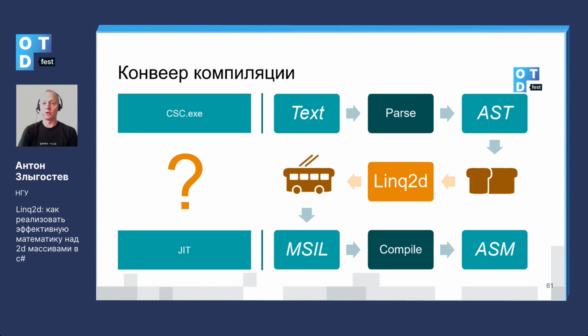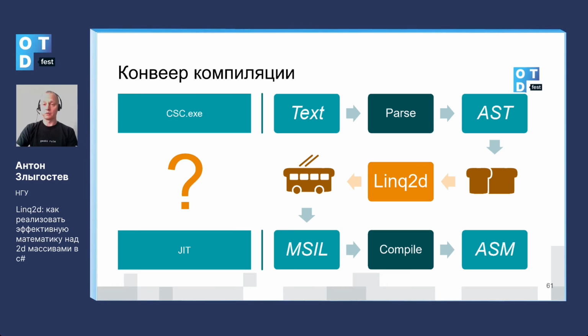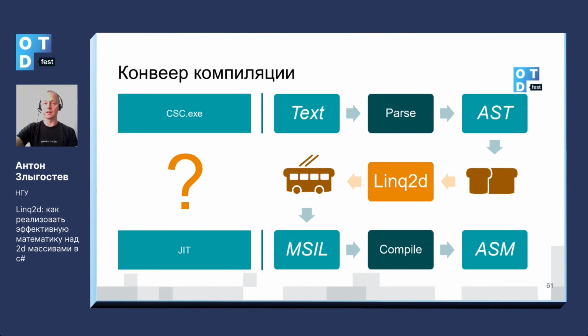Did we need to do it? You can turn your bread into a trolley bus, but why would we need to make C# a performance calculation language? I think that Linq2d is a proof that C# is a convenient language, and we can program our hardcore calculation tasks using C#, and it will be safe, and the program will not break.